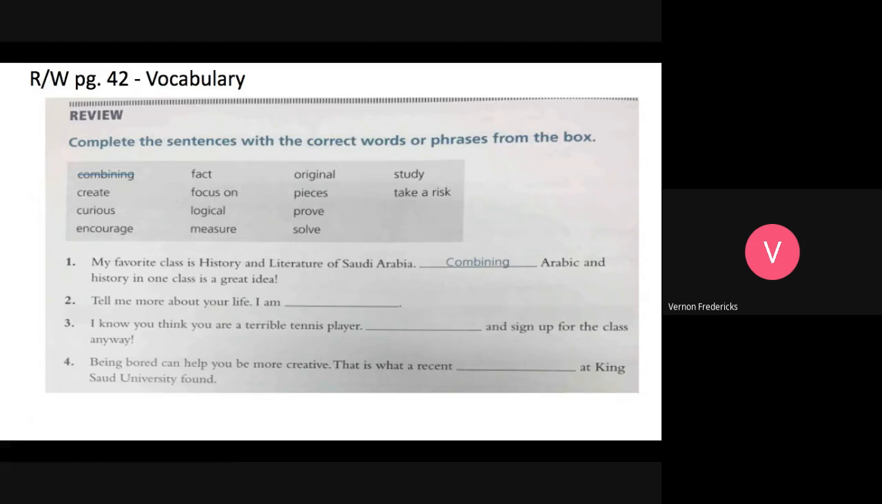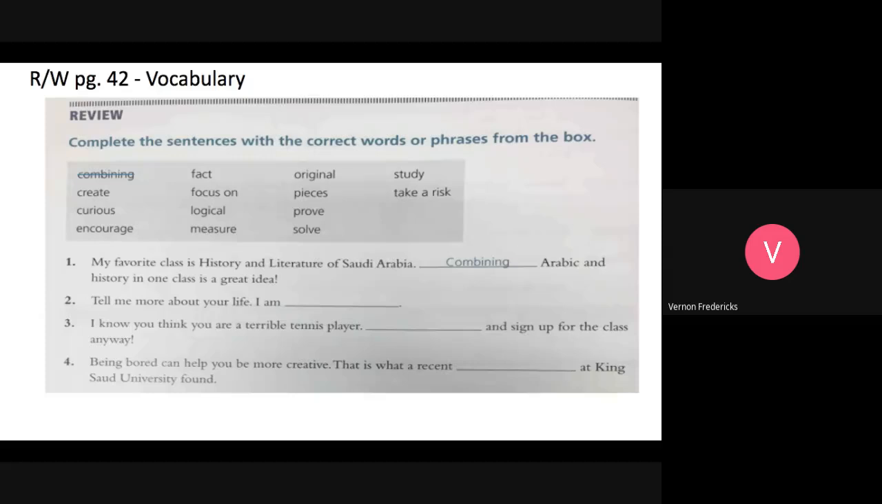Okay. Number two, tell me more about your life. I am what? I am curious. I am curious. Number three, I know you think you are a terrible tennis player and sign up for the class anyway. Take a risk and sign up for the class anyway. Okay, so if you are bad, I know you are a bad tennis player, but take a risk and sign up for the class.